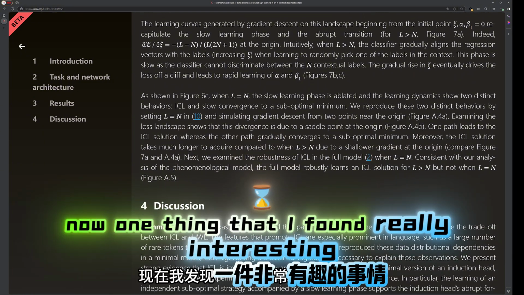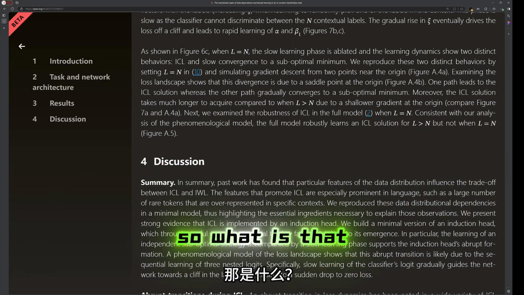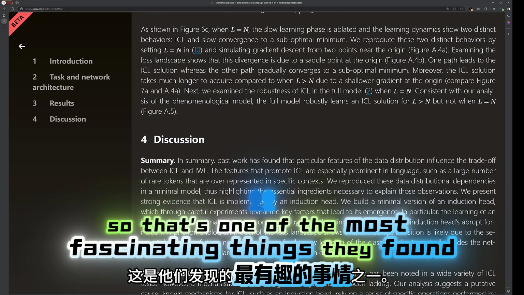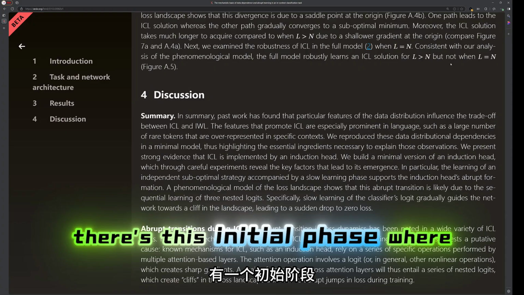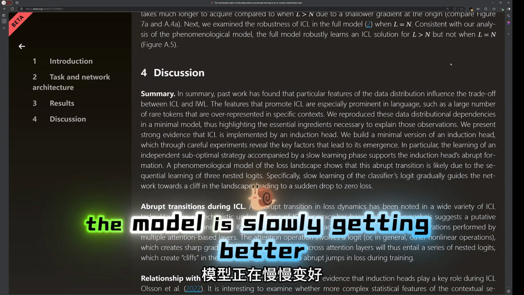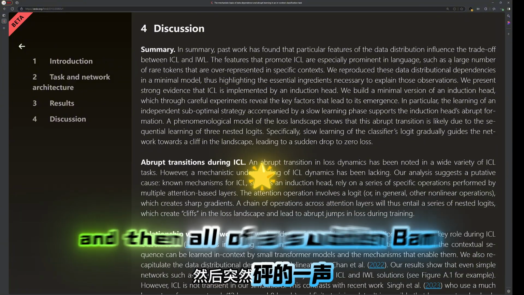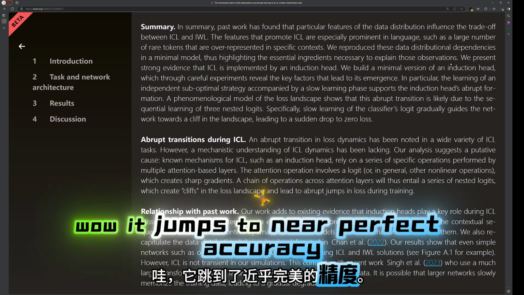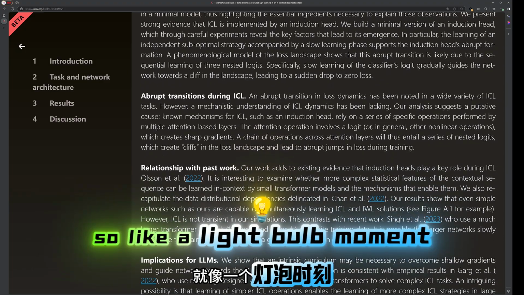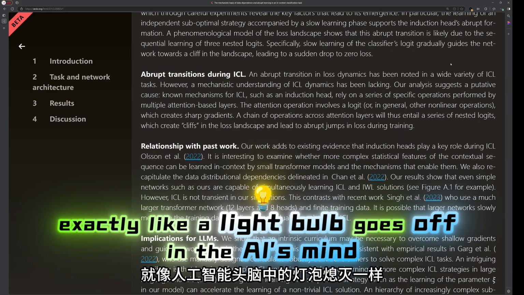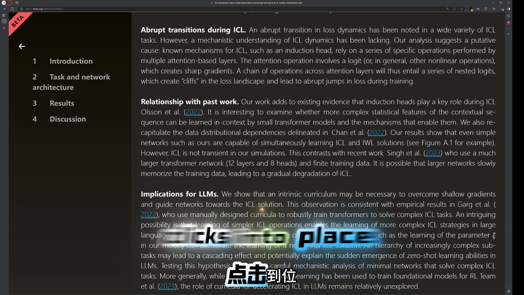Now, one thing that I found really interesting is this idea of an abrupt transition. So what is that? So that's one of the most fascinating things they found. There's this initial phase where the model is slowly getting better, gradually improving. And then all of a sudden, bam, it jumps to near perfect accuracy. So like a light bulb moment. Exactly. Like a light bulb goes off in the AI's mind when that induction head clicks into place.